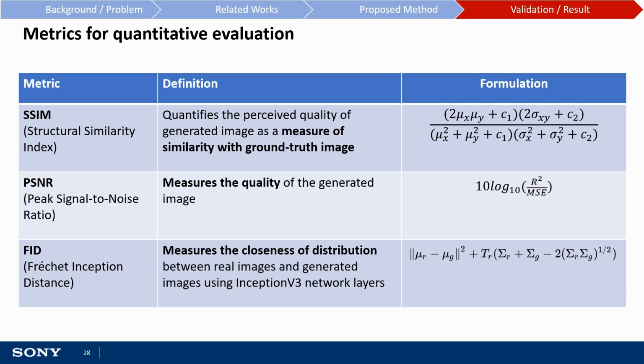Moving on to the evaluation part, to quantitatively evaluate their model, they have used three metrics. SSIM, or the Structural Similarity Index, which basically quantifies the perceived quality of the generated image as a measure of similarity with the ground truth image. Second is PSNR, or Peak Signal to Noise Ratio, which is a very famous metric. It basically measures the quality of the generated output image. And the third is FID, or Frechet Inception Distance, which is a widely used metric for generative models. It measures the closeness of distribution between the real images and generated images using Inception V3 network layers.